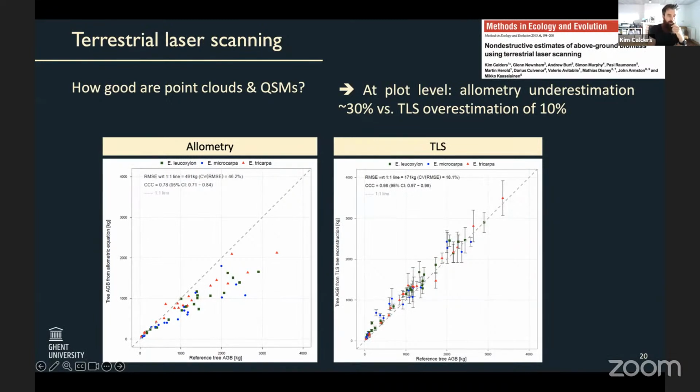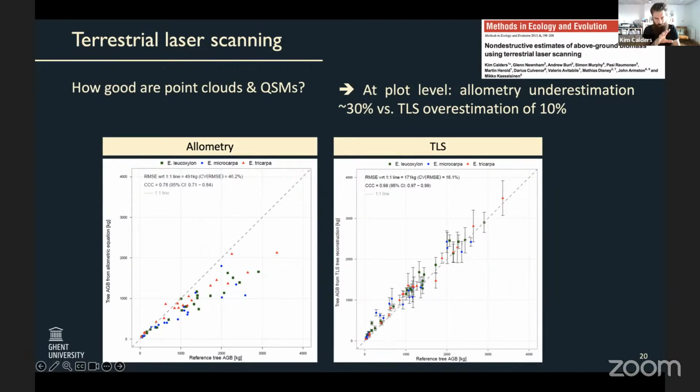And you can see that after 1 ton, there is a consistent underestimation of the biomass. Whereas if we look on the right panel, this is the TLS, so on the y-axis, we have the estimates of above ground biomass using LiDAR, and we have a much better agreement with the destructive measurements than we see with the allometry. And if you look at this at the plot level, for this specific case, we could conclude that allometry would underestimate the biomass by 30%, and TLS was leading to approximately a 9 or 10% overestimation.